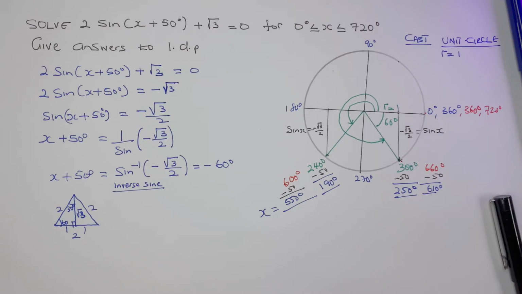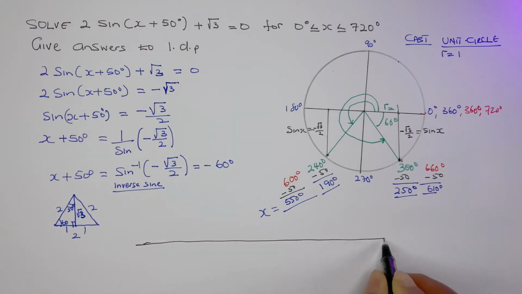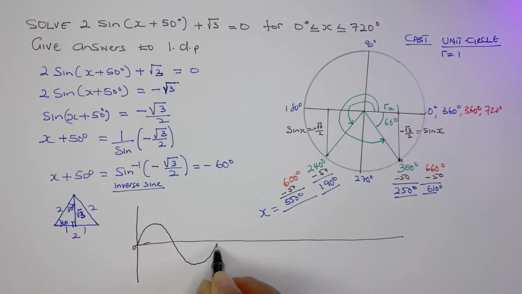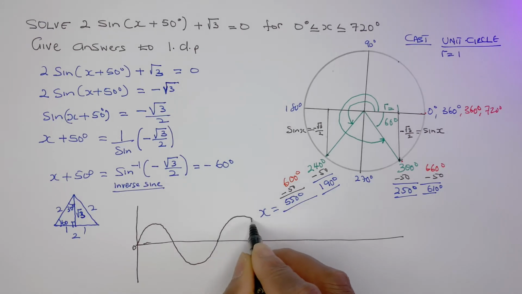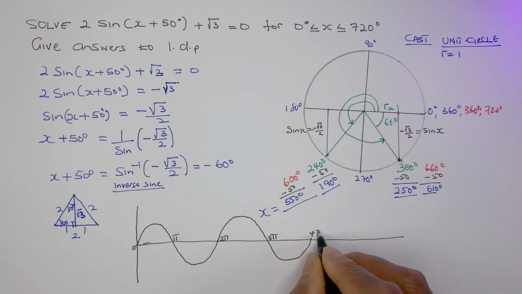So that's using the CAST diagram, unit circle. Now we could use the sine function. So if I do that here, so that's a sine there. And the sine function, if this is my 0 degrees, sine begins from 0. So that's one cycle. Another cycle. So this is pi, and that's 2 pi, that's 3 pi, and that's 4 pi.